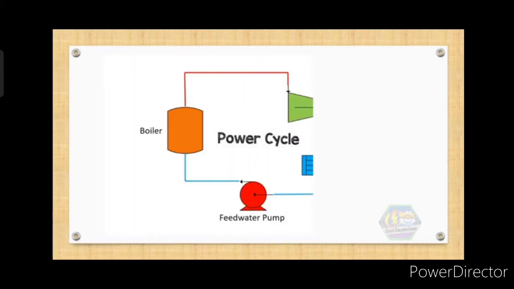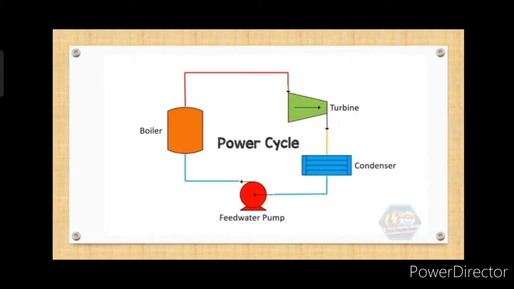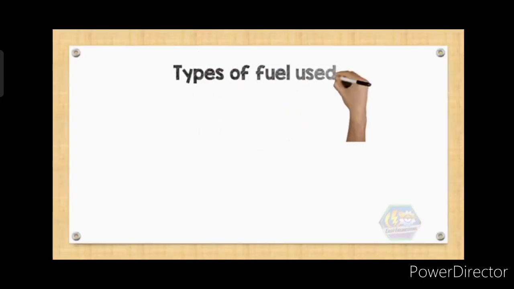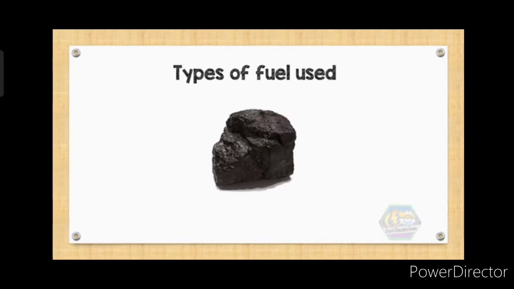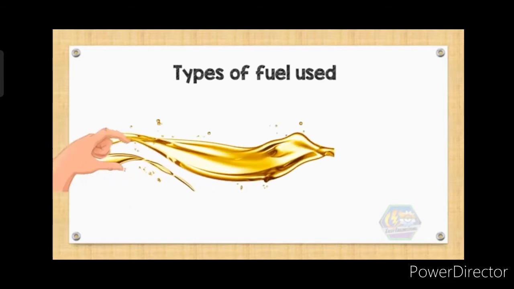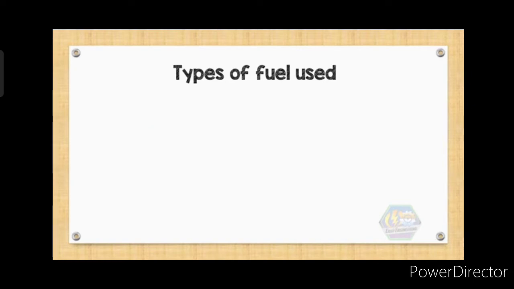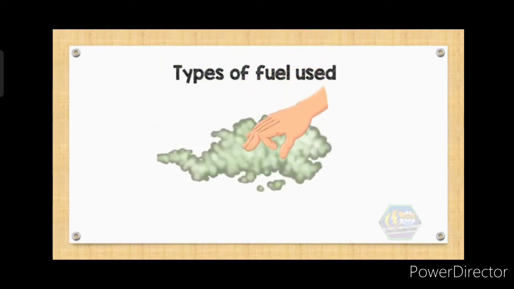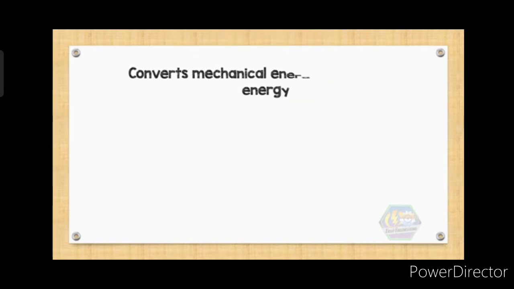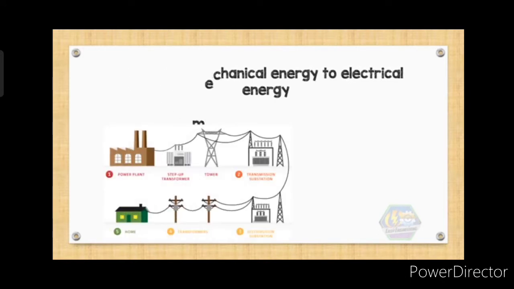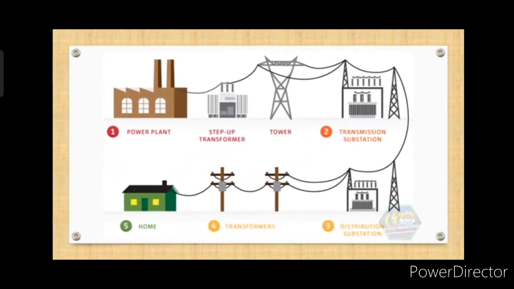For a little definition, a power cycle is a cycle which uses heat to generate work. And since it's a vapor cycle, it uses the vapor phase, or in this case, steam, to rotate the blades of the turbine. It actually utilizes the heat energy contained in coal, oil, or natural gas, and then converts it into mechanical energy and eventually electrical energy, which of course provides electricity in our city and in our homes.